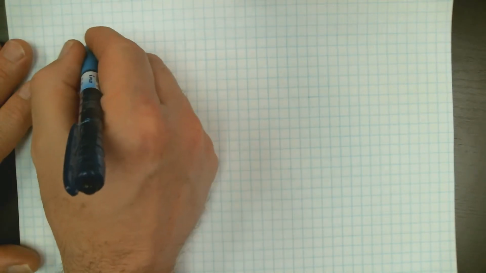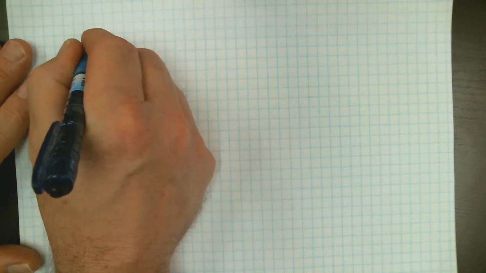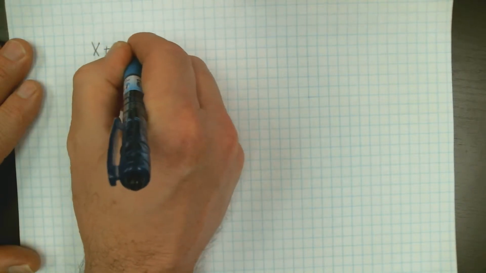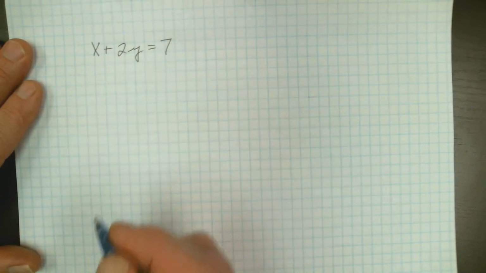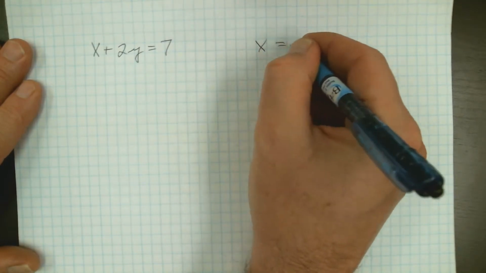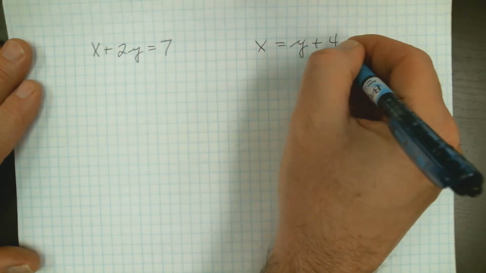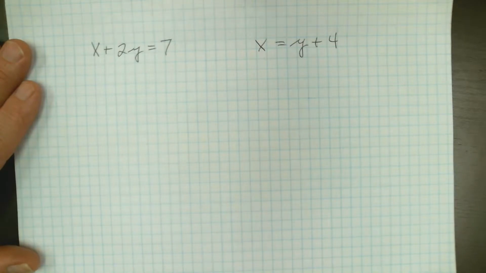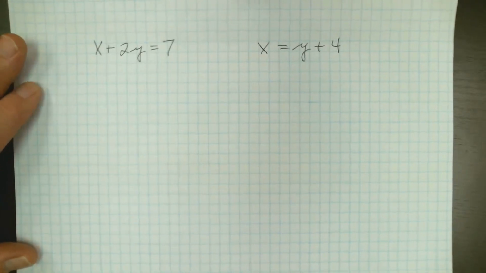Now, we're going to be given things like two equations. So here's an equation. I have x plus 2y is equal to 7. And this was an equation in the book. And then they give me another equation, x is equal to y plus 4. We're going to graph these two and sort of see what it means to be a solution.